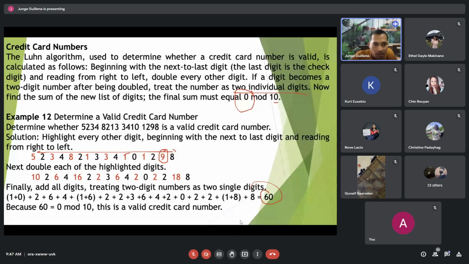You divide 60 by 10. So 60 divided by 10, you will get a remainder equal to 0. So since the remainder is 0, this is a valid credit card number. Any questions for credit card numbers?